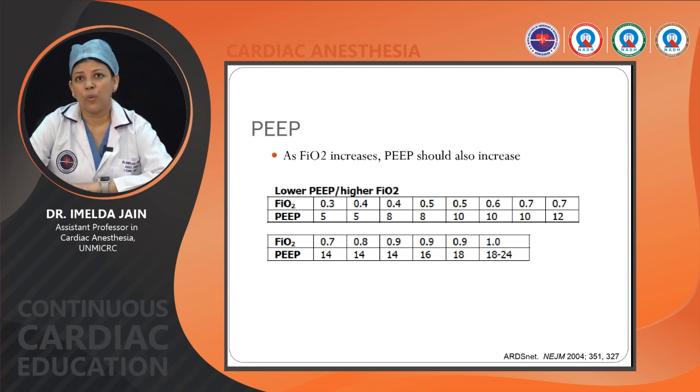With an FiO2 of 0.5, the PEEP should be in between 8 to 10. At an FiO2 of 0.6, the PEEP should be maintained at 10. At an FiO2 of 0.7, the PEEP should range from 10 to 14 millimeters of mercury. At an FiO2 requirement of 0.8, the PEEP should be around 14. FiO2 of 0.9 would require a PEEP of 14 to 18, and with an FiO2 of 1, that is 100% oxygen, the PEEP should be maintained at 18 to 24.